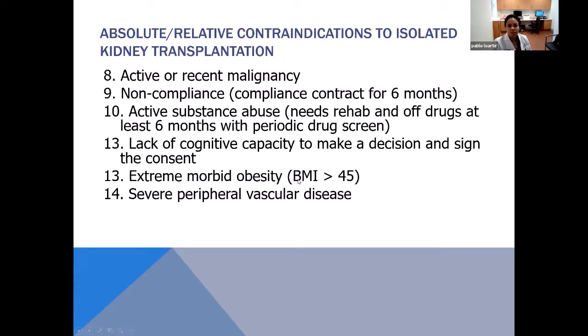Extreme morbid obesity, BMI greater than 45. So these patients would have to go to bariatric surgery, lose weight before we can consider them for transplant. And if they have severe PVD, peripheral vascular disease, the patient may not be eligible for transplant. This one, we discuss on a case-by-case basis with the surgeon and see whether they have enough vessel where they can do the anastomosis for the transplant.